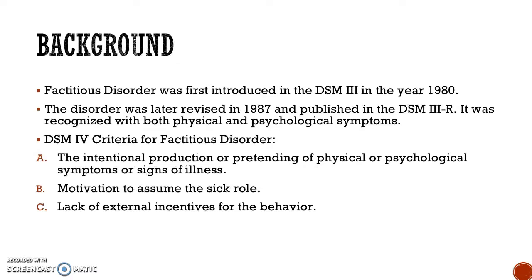Later on, in the fourth version of the DSM, there was a more concise criteria for factitious disorder. This criteria, as seen on this slide, included the intentional production or pretending of physical or psychological symptoms or signs of illness, motivation to assume the sick role, lack of external incentive for behavior, meaning there were no rewards such as time off of work, time off of school, or monetary rewards.